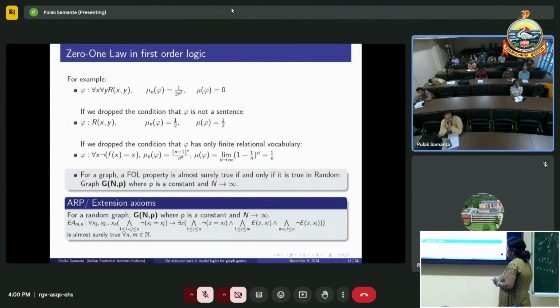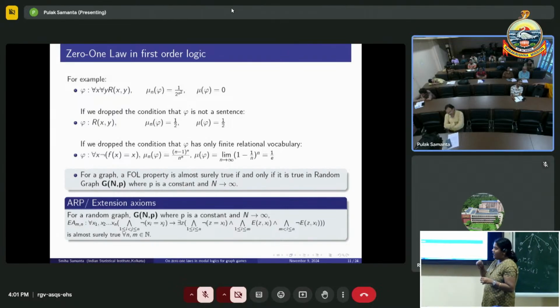And these are called extension axioms. We can describe these axioms as follows: if we have a set of n vertices, we can take any m of them, and we can extend it, so that a new vertex will be adjacent to those m vertices, and it will be not adjacent to the others. So we can extend it any way as we like.